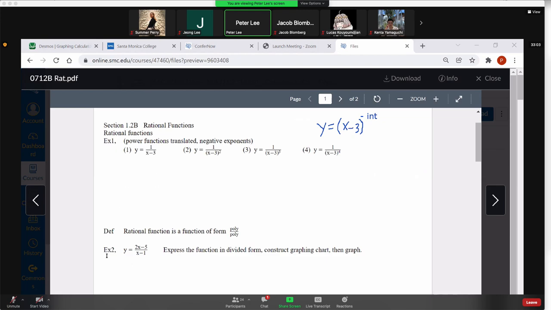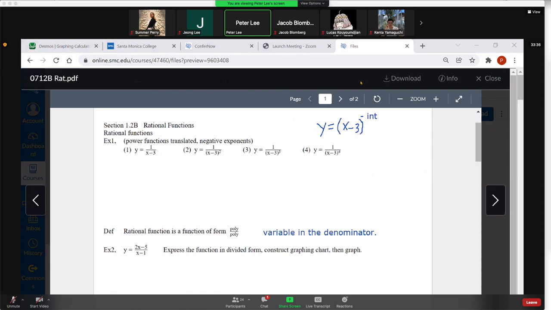And then right underneath that, there are all these rational functions. These are called rational functions. A variable must be in the denominator. If there's a variable in the denominator, it's called a rational function. Okay, anyway, that's that.